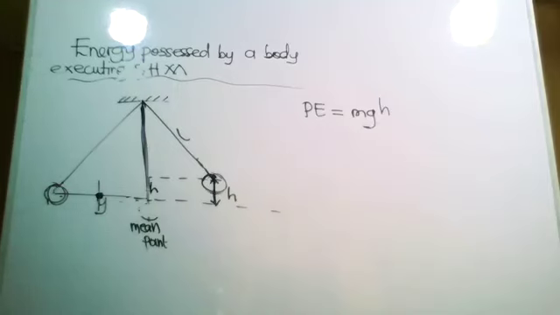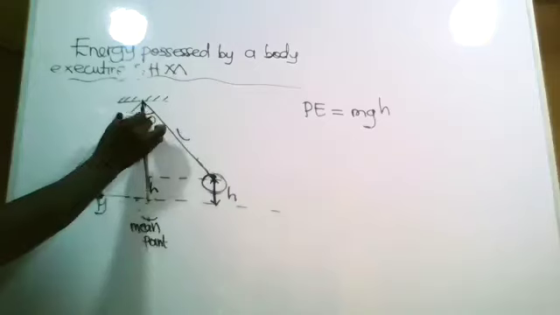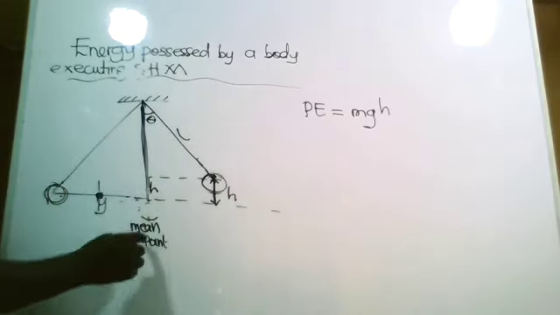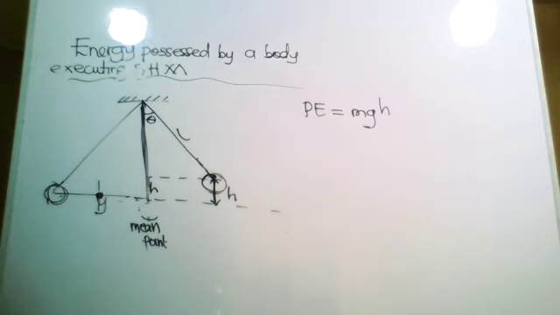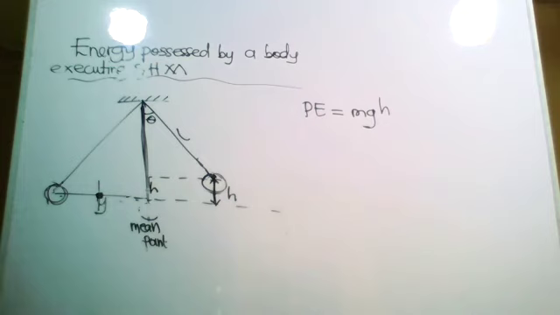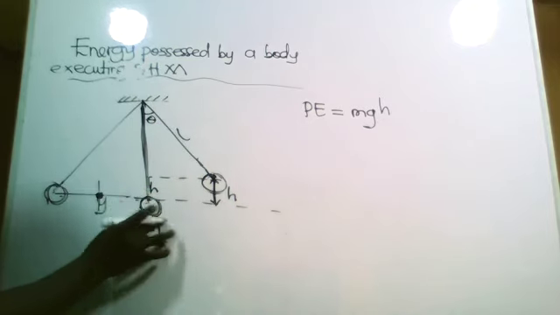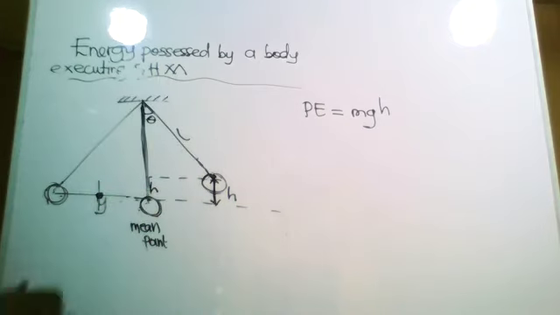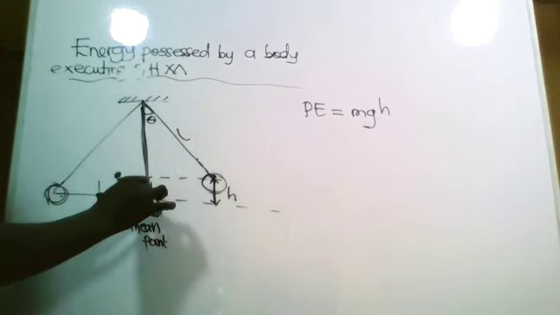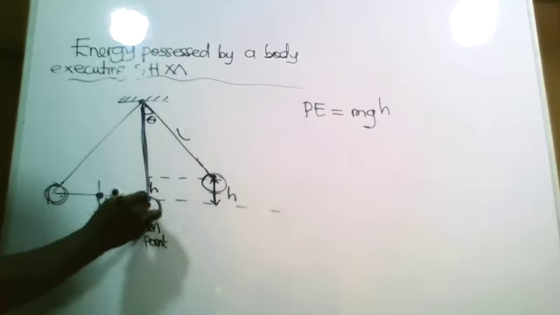So let's assume the angle the string makes with the vertical, or the mean point, is theta. Our point of interest is this vertical height h covered, to determine its gravitational potential energy. This length L, the length of the string, is the same as this length of the string. So if this is L, from this point to the center is also L.